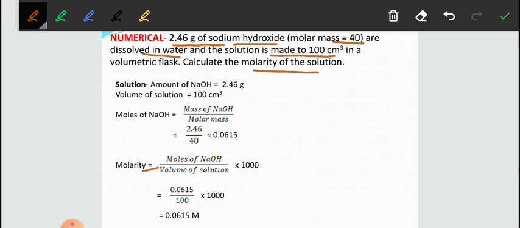Molarity formula is moles divided by volume of the solution, multiplied by 1000 because the volume is in centimeter cube. To calculate this, we have to calculate moles. Moles is given mass divided by molar mass. Given mass of sodium hydroxide is 2.46, molar mass is 40, so you will get 0.0615. Then fill the values of moles and volume into the formula: 0.0615 divided by 100, into 1000, will be 0.615. This will be the molarity.